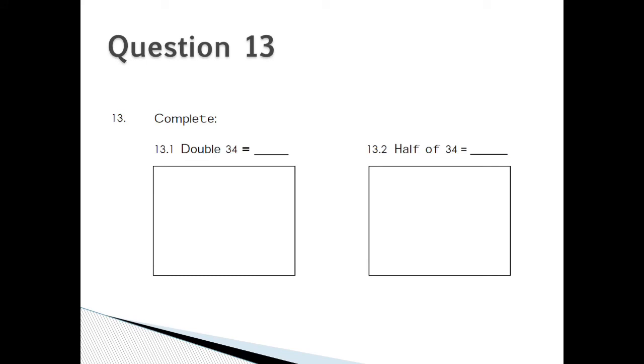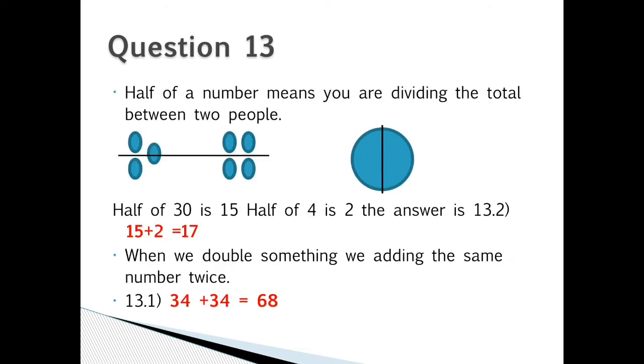Question 13, 13.1. Double 34, and 13.2. Find half of 34. Half of a number means that you are dividing the total between 2 people. Half of 30 is 15, half of 4 is 2, so the answer is 17. When you double something, you're adding the same number twice, so 34 plus 34 is 68.